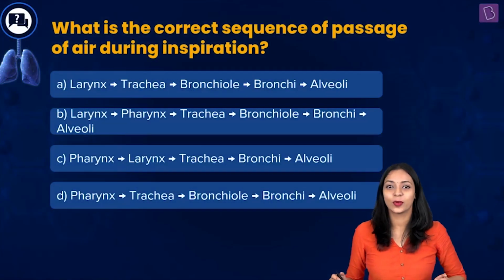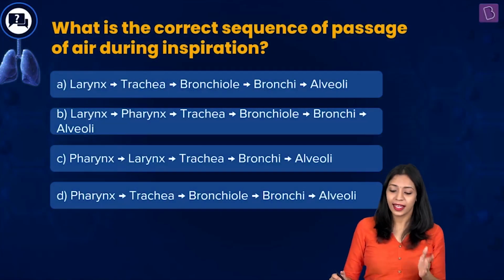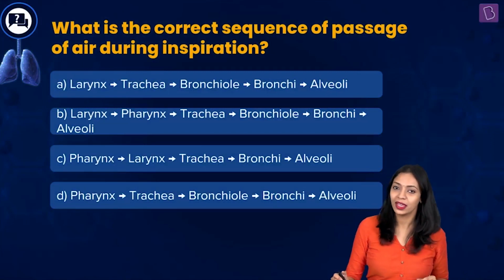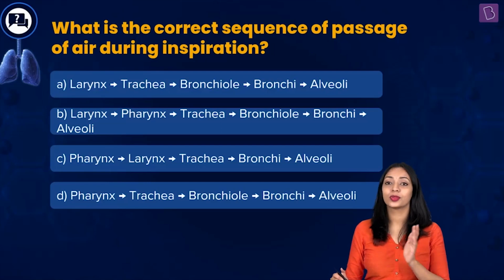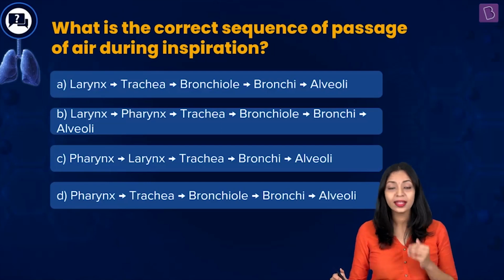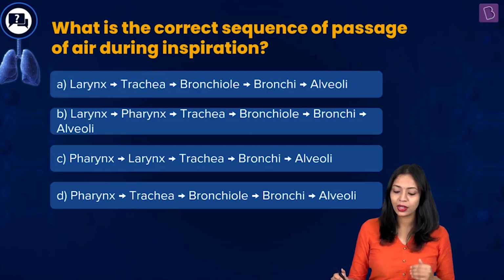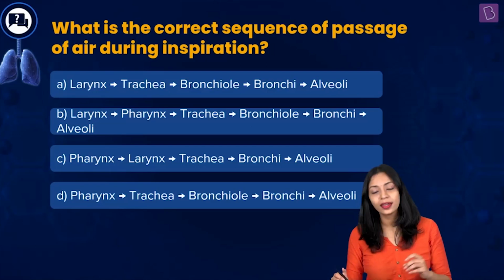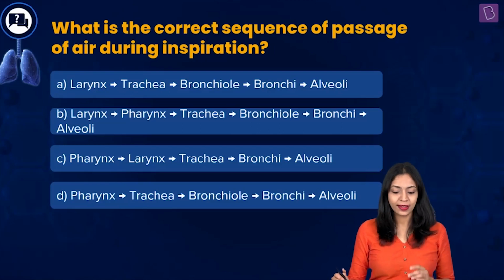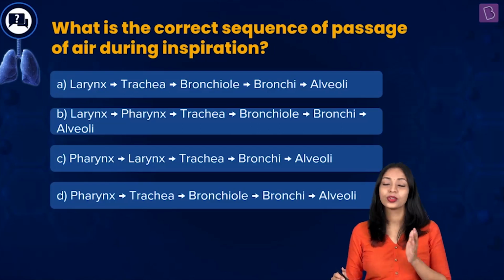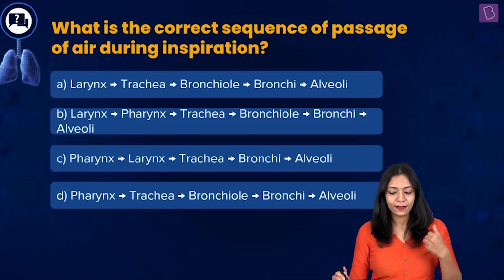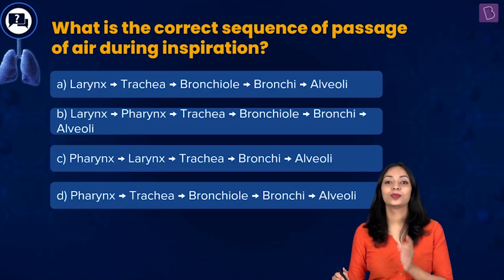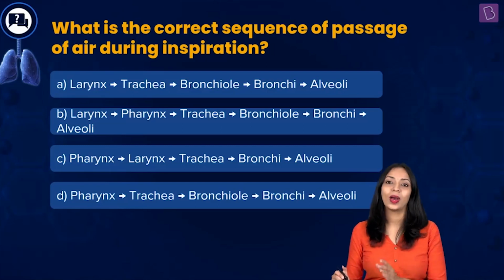Now let's take a look at the question. What is the correct sequence of passage of air during inspiration? Option A, larynx to trachea to bronchiole to bronchi to alveoli. Option B, larynx to pharynx to trachea to bronchiole to bronchi to alveoli. Option C, pharynx to larynx to trachea to bronchi to alveoli. Option D, pharynx to trachea to bronchioles to bronchi to alveoli.